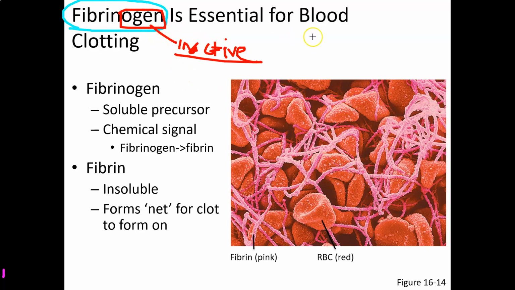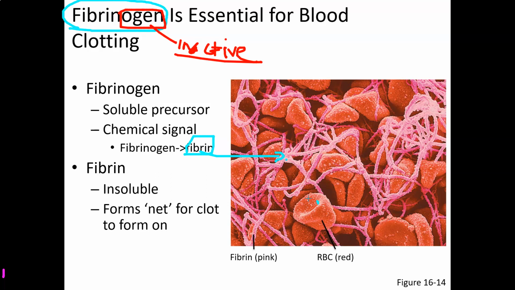Fibrinogen is soluble in the blood. Okay, and that's the key. It's soluble in the blood. And it's a precursor to what we call fibrin. Now, fibrin is a net-like structure. So these little pink things right here, this is the fibrin that forms a net, and the platelets and the red blood cells get stuck in the net, and that causes a blood clot.